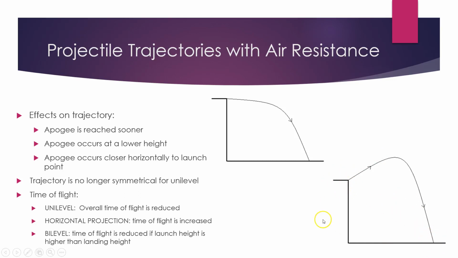If you flip it around and you had a landing height that was above your launch height, so launch from here, land up here, we would probably expect a reduced time of flight. Okay, so increased time of flight if you're launching from a higher height, decreased time of flight if you're launching from a lower height. Again, the mathematics we're not going to show here, so we just basically memorize this, and hopefully it makes sense. So that's our effect on trajectories if we include air resistance.